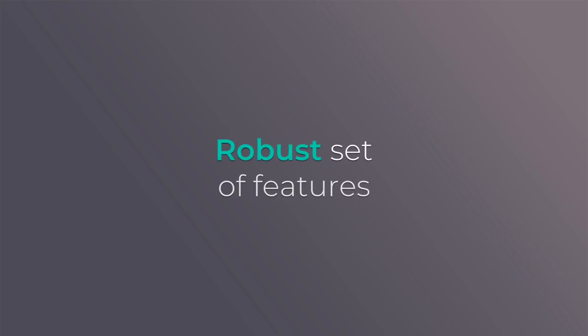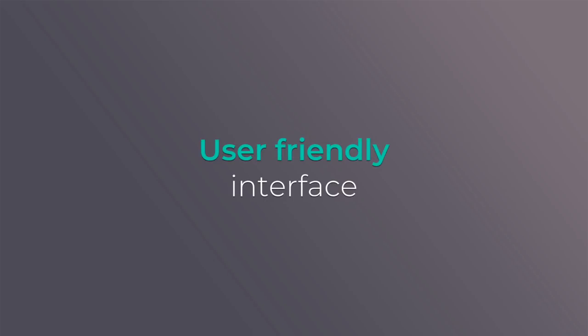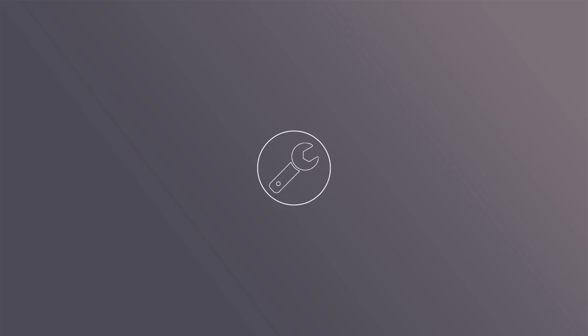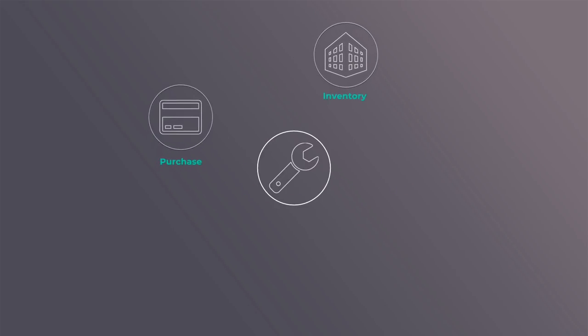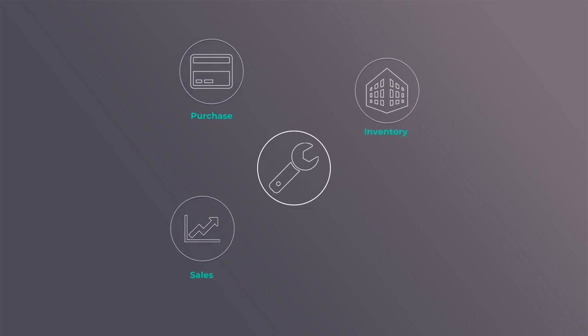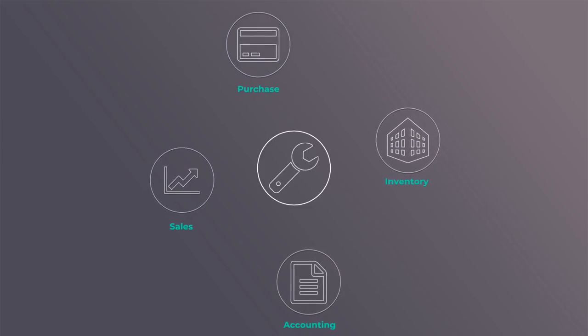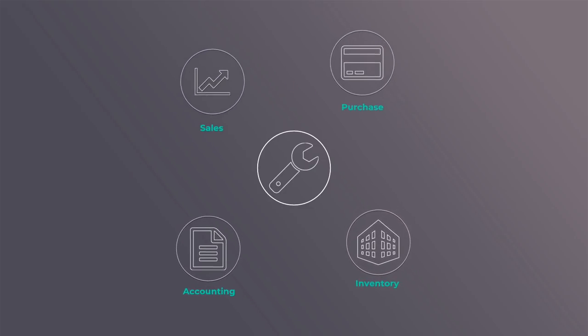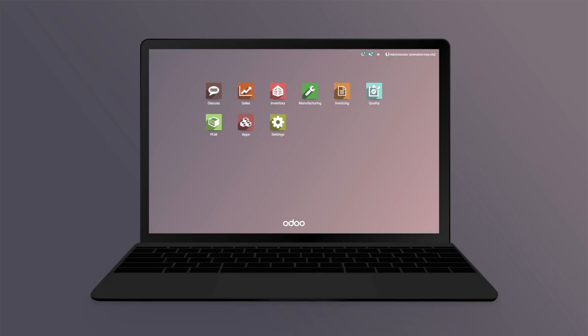With a robust set of features that work out of the box and a user-friendly interface, Odoo aims to cover every software need of your manufacturing organization. Since Odoo Manufacturing is fully integrated with all Odoo apps such as inventory, purchase, and sales, you can keep everyone in your supply chain on the same page. With Odoo, everything your business needs can now be managed from one central point.